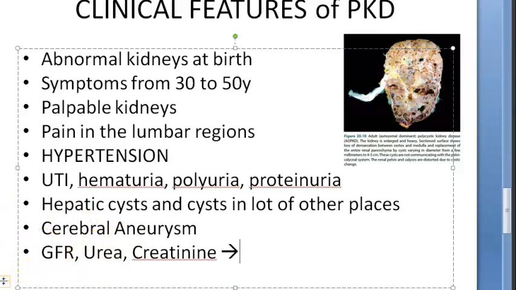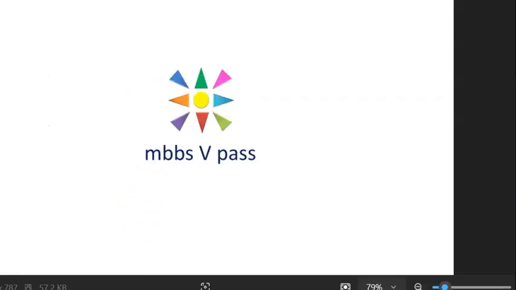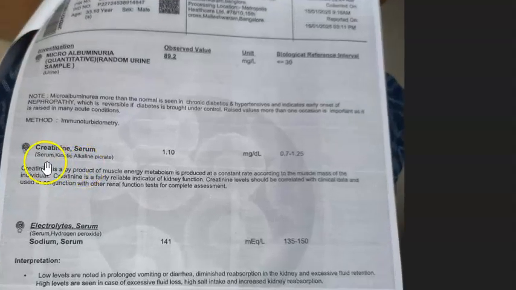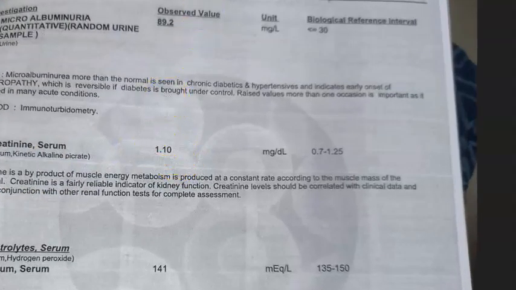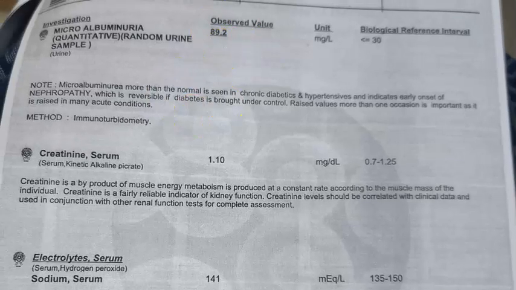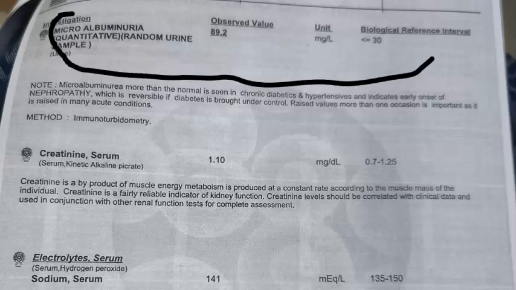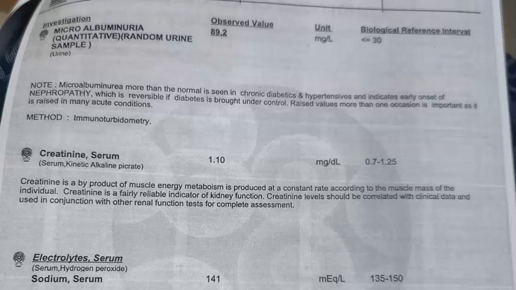In our patient whom we have met, the 33-year-old guy, let us check what has happened to his urea and creatinine. I don't think GFR was done for our patient, but serum urea is 24. Urea is fine. But if you look at serum creatinine, it's almost borderline, so he may be going into kidney failure. And microalbuminuria, he's losing protein, right? Microalbuminuria is 89.2, which is very high.